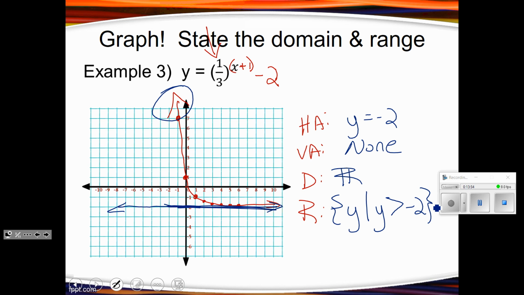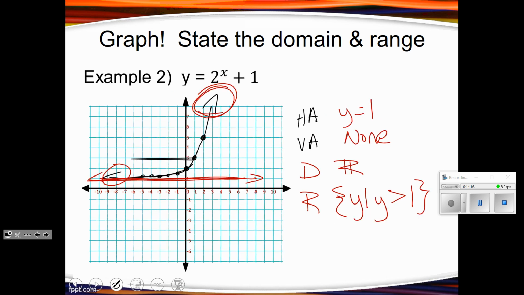And the question always is, Ms. Corns, are you that good? Can you just look at the equation and tell me where the horizontal asymptote is going to be? And yes, if I'm minus 2 on the end of the function, what does that mean? It means it's going to shift down 2. So that tells me where my horizontal asymptote is.